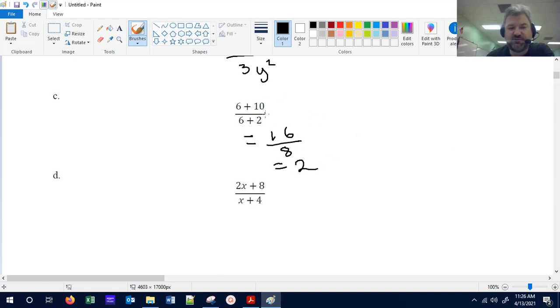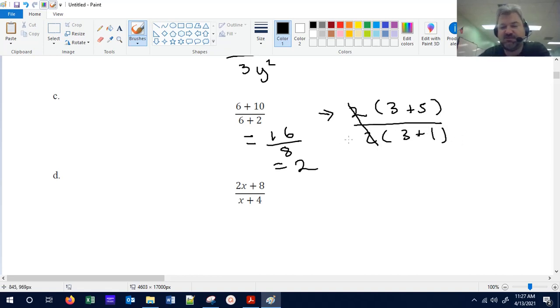But I'd like to show you another alternative. We could also factor out something from this. We could factor out, well, of the numerator, I could factor out a 2, and I'd be left with 3 plus 5. And on the bottom, I could factor out a 2, and I'd be left with 3 plus 1. And I could maybe reduce that way. So that's another way to think about it. But again, I'd still have to add it. So we can reduce when we can cancel when we have things factored out. This, if I was to go forward, would give me 8 over 4, which is still 2.